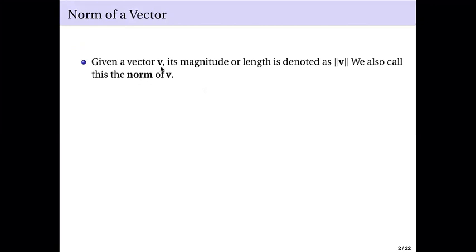So given a vector v, its magnitude or length, which we will denote by this, is what we call the norm of the vector v. Take note of the notation. We have the vector v here, and it is enclosed by these two vertical brackets, two pairs of vertical lines. We call this the norm of the vector v. It's simply the magnitude or the length of the vector v.